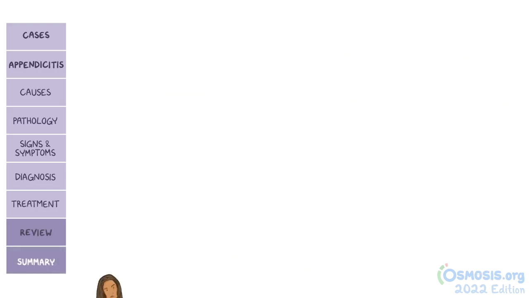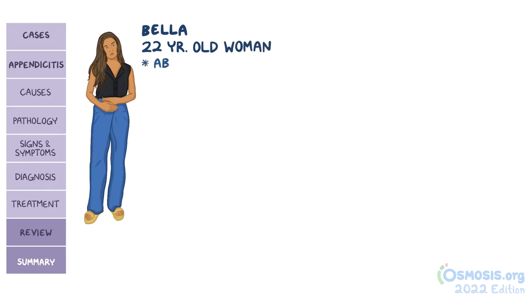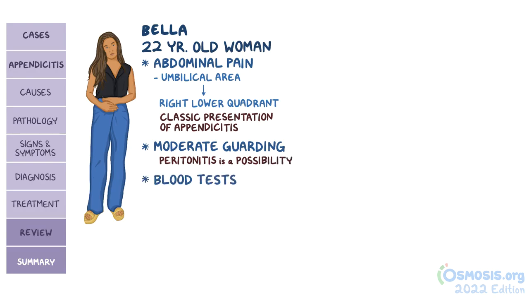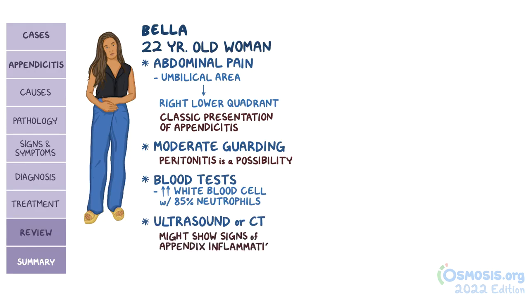Alright, back to our cases. Bella came in with fever and abdominal pain located around the umbilical area, which has migrated to the right lower quadrant, a classical presentation of appendicitis. Since there's also moderate guarding, peritonitis is a possibility. Blood tests showed increased white blood cell count with 85% neutrophils, and if an abdominal ultrasound or CT were to be taken, it might show signs of appendix inflammation. Her typical clinical picture, alongside suggestive blood test, is enough to diagnose appendicitis.